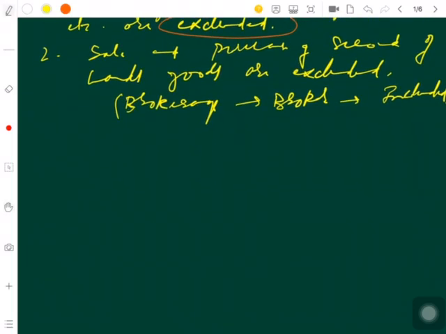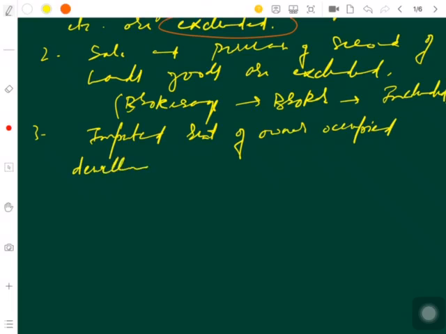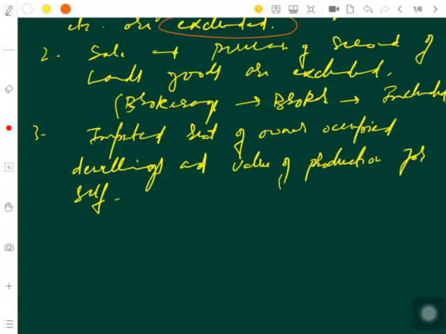So the third precaution we have to take is imputed rent. I have made you people understand in the previous lecture what is imputed rent of owner occupied dwellings or houses, and value of production for self-use or self-consumption are included. Okay, so are included.